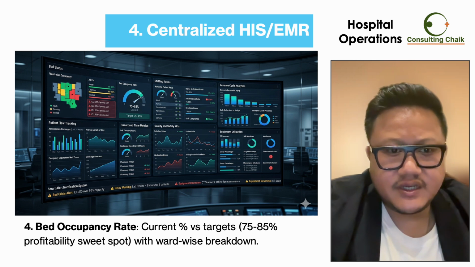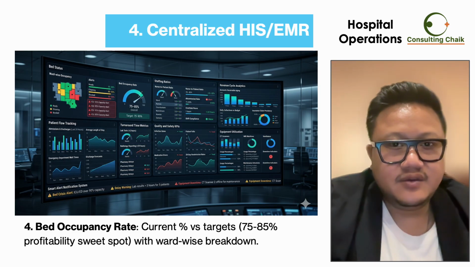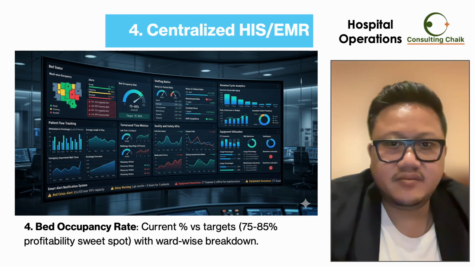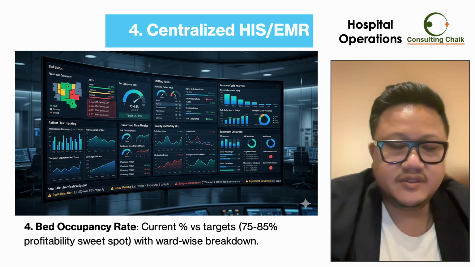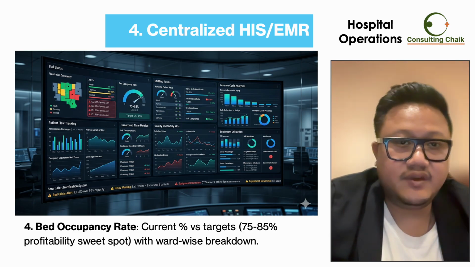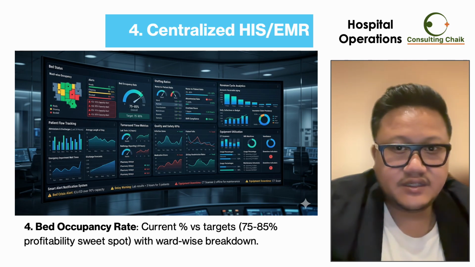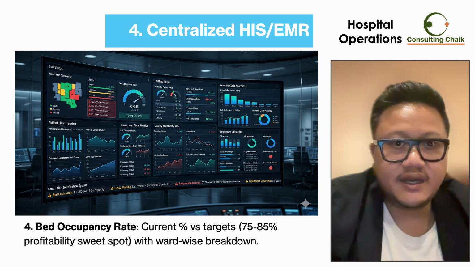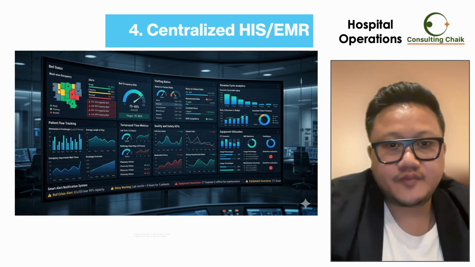So current percentage versus targets, 75 to 85% sweet spot, with ward-wise breakdown. Ward-wise breakdown as in, you may have different wards. You may have surgical and medical wards, surgical and medical ICUs. You may have different cabins, a number of cabins on different floors. That way you have different nurse stations. So nurse station and ward-wise breakdown of bed occupancy rate needs to be seen.